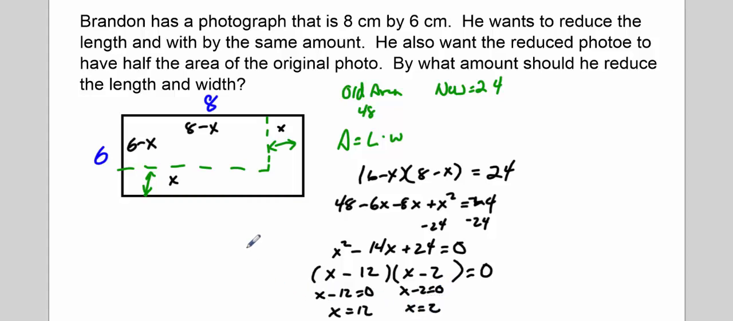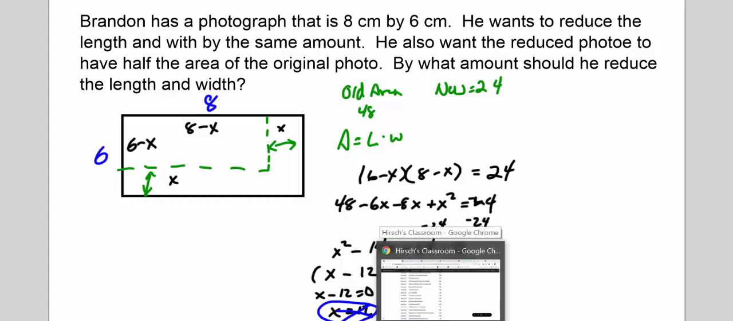So we have two possible answers for this, but we really don't. Because if I look at my picture, there's no way that I can have an x value of 12 because that would make this side negative, and we can't have that. So this is not really an answer. So my value is 2.